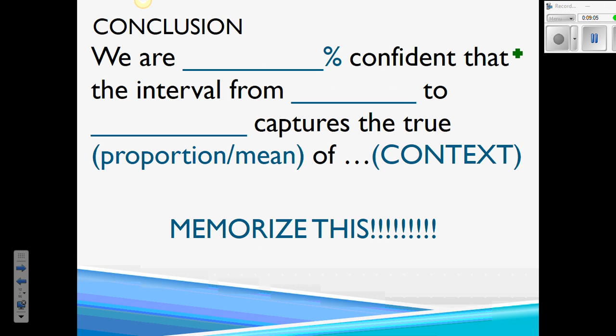All right, moving on. Your conclusion. This is how I would like you to interpret every single confidence interval that you have. You're going to say that we are, or you can say I am, but generally it's we are blank % confident. We are this confident that the interval from the lower bound to the upper bound captures the true proportion or mean of your context. And we will go over that. So this is when you're going to use your confidence level here.